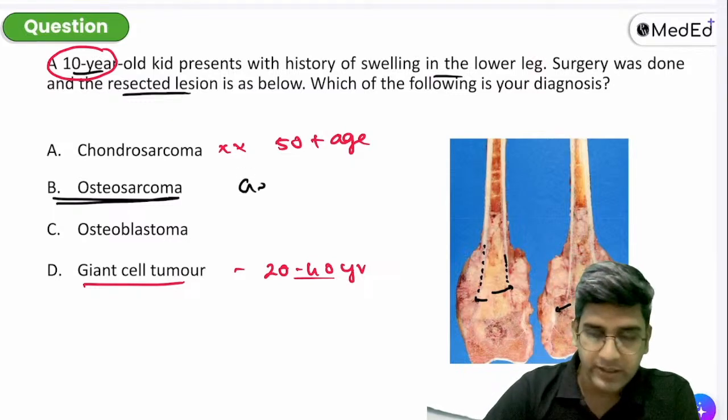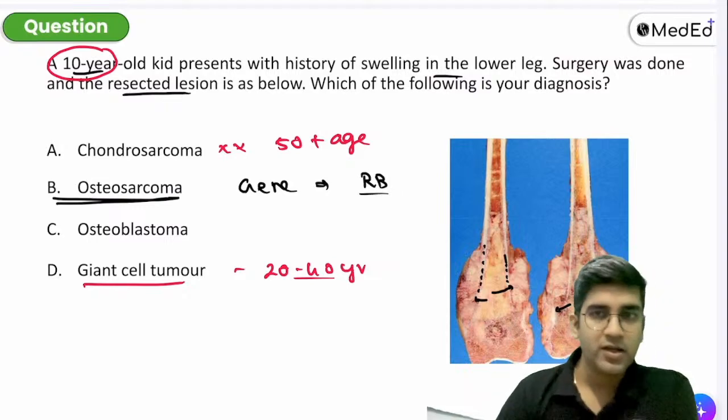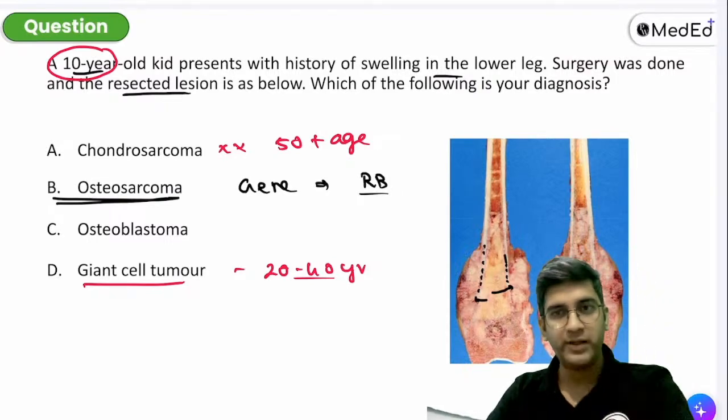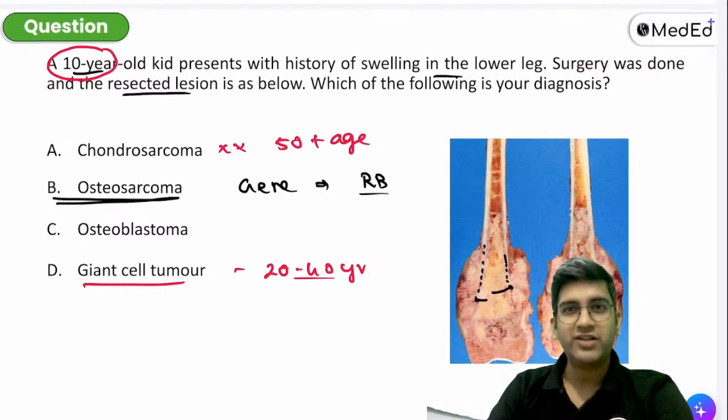And what is the gene mutated? This can also come in an exam. The gene is the RB gene. If you are done with orthopedics, can anyone tell me the X-ray finding of osteosarcoma? Let's see how good your orthopedics is. Osteosarcoma X-ray findings.